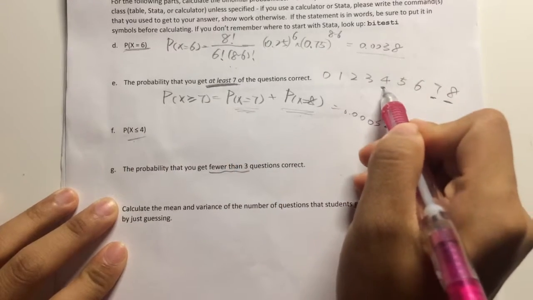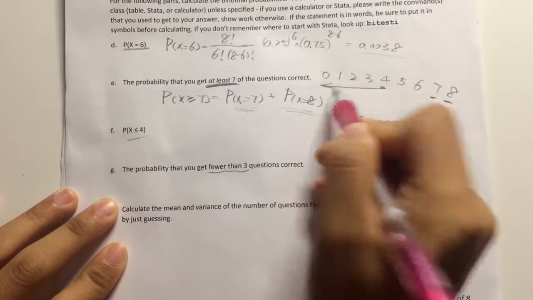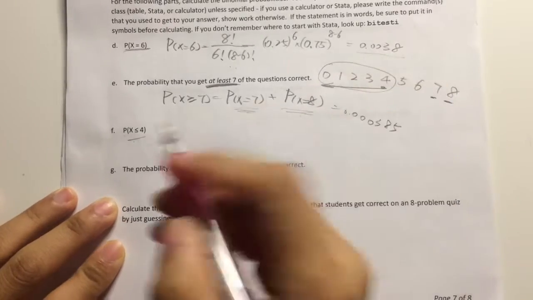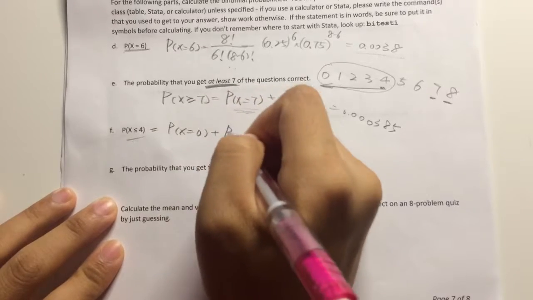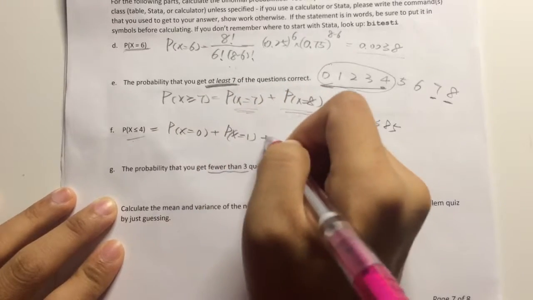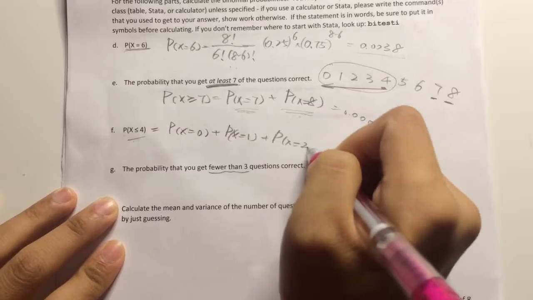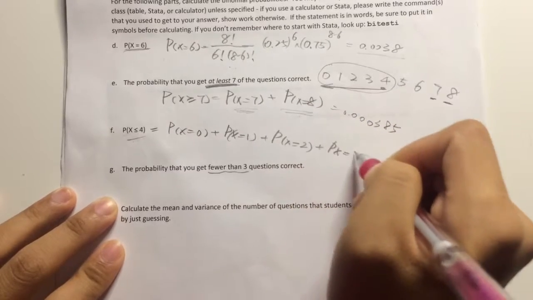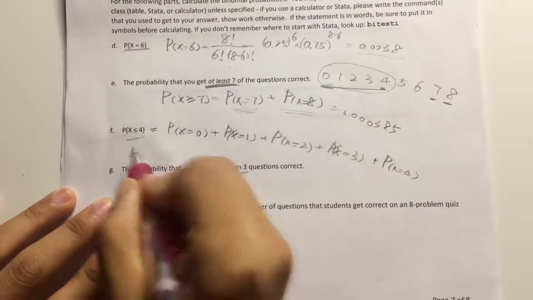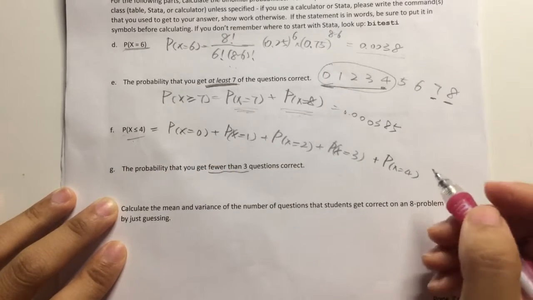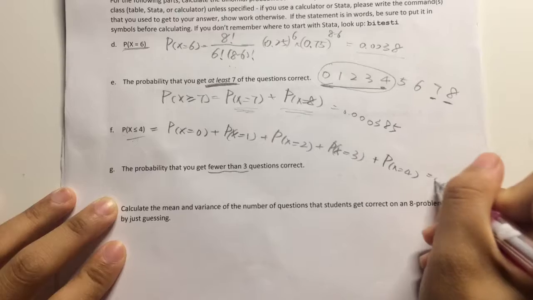And for this one, you want x smaller than or equal to 6. So this is 6 and everything smaller than that. You will calculate x equal to 0 plus x equal to 1 plus x equal to 2 plus x equal to 3 plus x equal to 4.